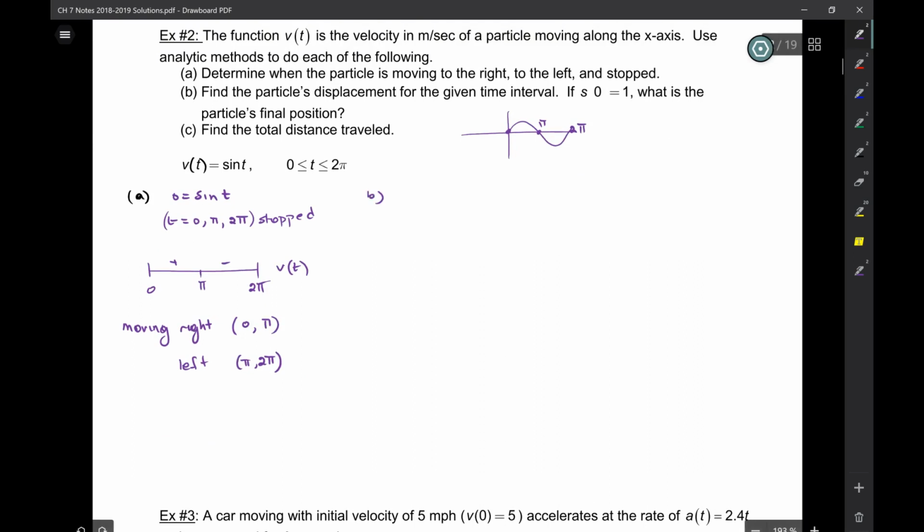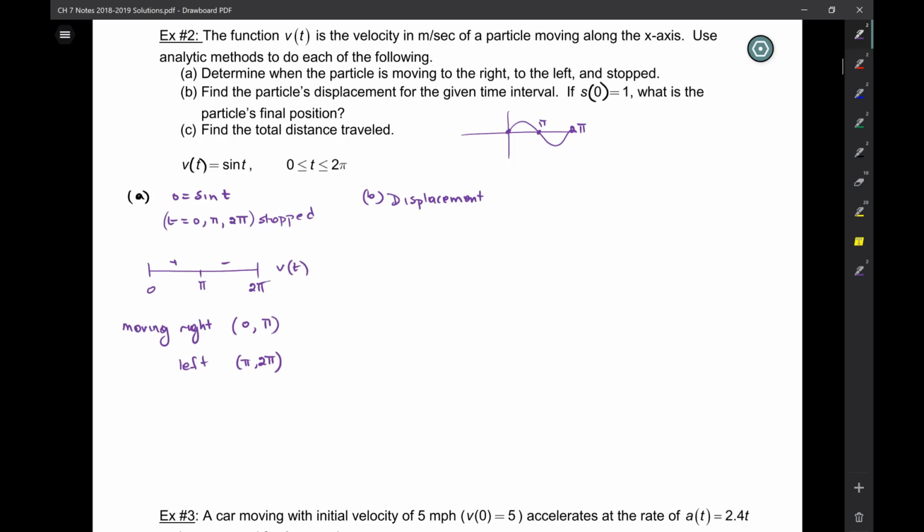So B says, what is the displacement if s of 0 is 1? Here is where we're given s of 0. If it doesn't give us the bounds, then we can't do this problem. Or if it gives us different bounds. In this particular problem, it stops at every pi. But you'll usually be given enough information, like if this particle is moving for 10 seconds, or what happens in the first 2 seconds.